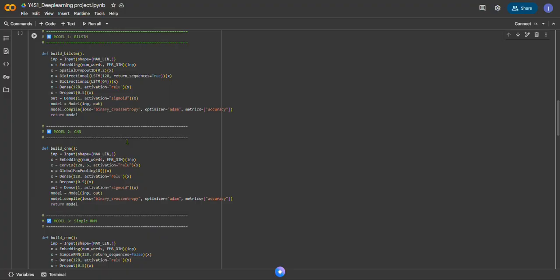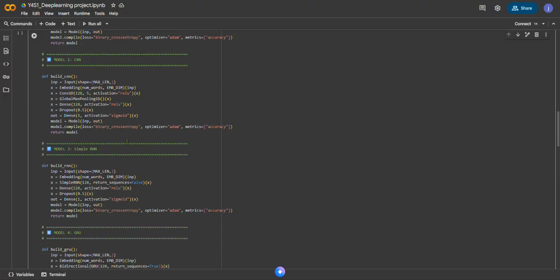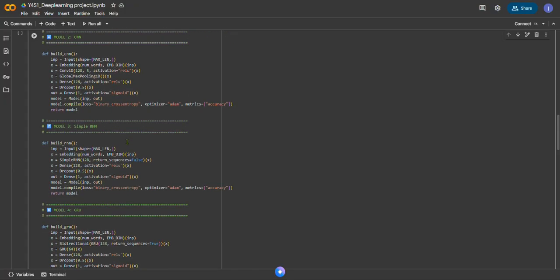Next, I tried the GRU, which stands for Gated Recurrent Unit. This model adds special gates that control what information should be remembered or forgotten as it moves through the sequence. GRUs are faster to train and handle longer dependencies better than a basic RNN.